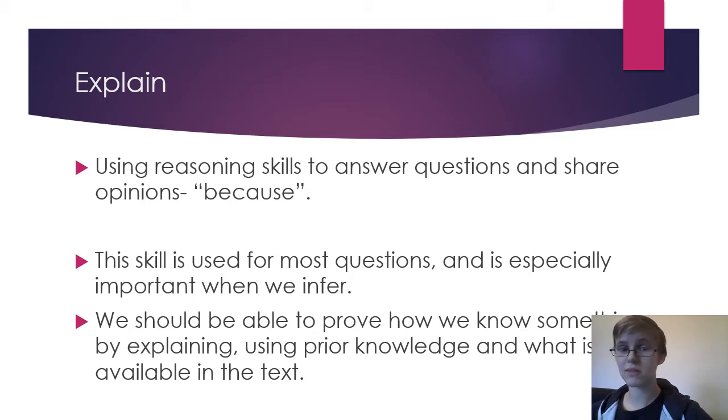We should be able to explain why we think something, how we know something, and where we've learned that from, using our own prior knowledge, things we've learned before, and what is available in the text. So you're saying, I know this because in the text it says this, or I know this because I know that this piece of vocabulary means that. Explaining is really important because A, it helps you know that you're doing the right thing, and B, it helps teachers know what you do and don't understand and what you might need help with. So when you're explaining your reasoning, that's a big part of your reading.